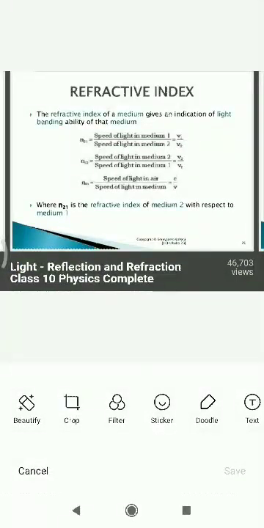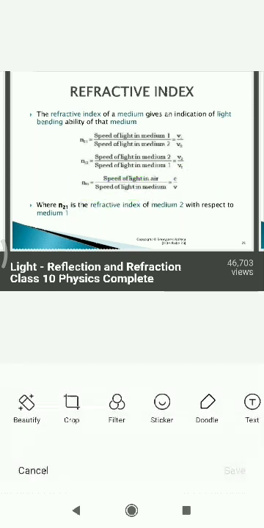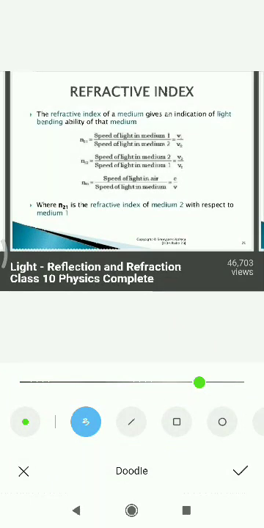The refractive index of a medium gives the indication of the light bending ability of that medium. The ratio of the speed of light in medium 1 and the speed of light in medium 2 is v1 by v2. The speed of light in air by the speed of light in the medium is c by v. So what is the refractive index? It is the ratio of the speed of light in vacuum to that in the medium.